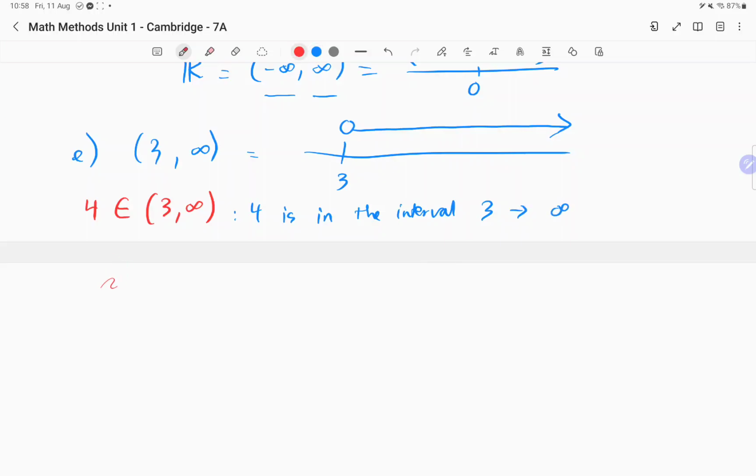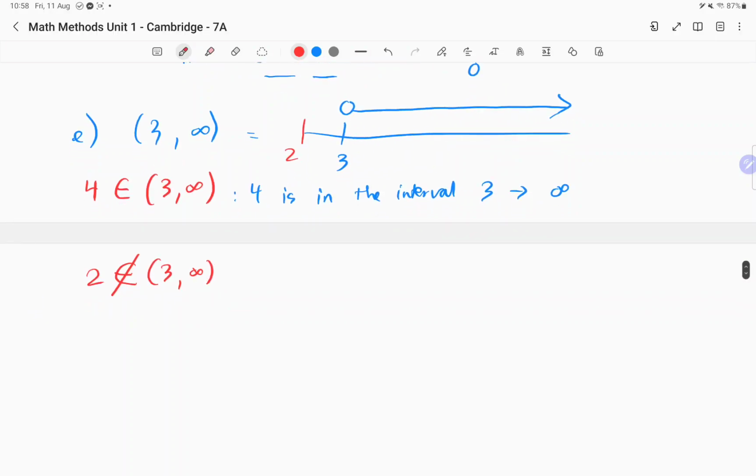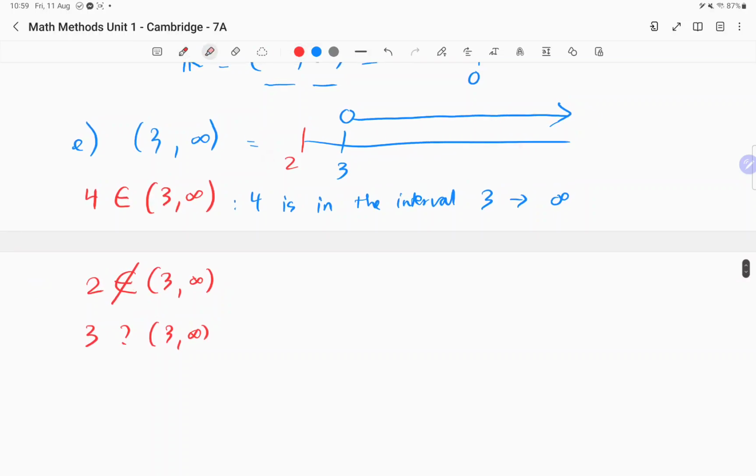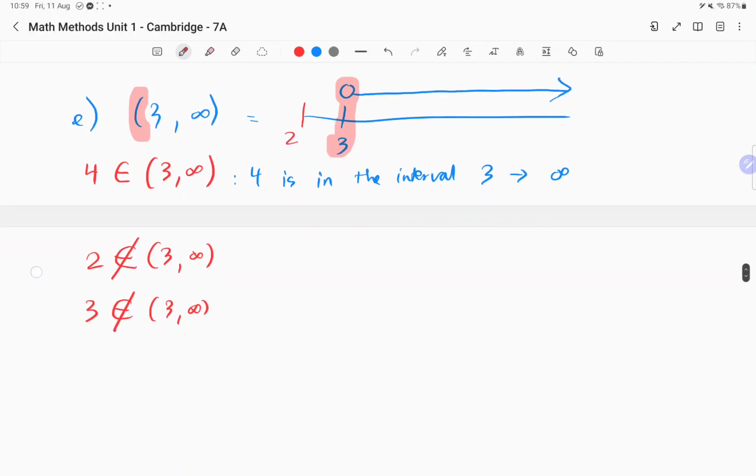And similarly, we can write something like, let's say, the number 2. Is that part of from 3 to infinity? Not quite. It's like somewhere over here. It's actually not part of this interval. So you write 2 is not part of the interval from 3 to infinity. Okay. Now, how about number 3? Is this part of the interval 3 to infinity? All right, we'll pause there and think for a second. If you answered no, that is correct because it's a hollow dot, it's exclusive, right? So 3 is not part of the interval from 3 to infinity.